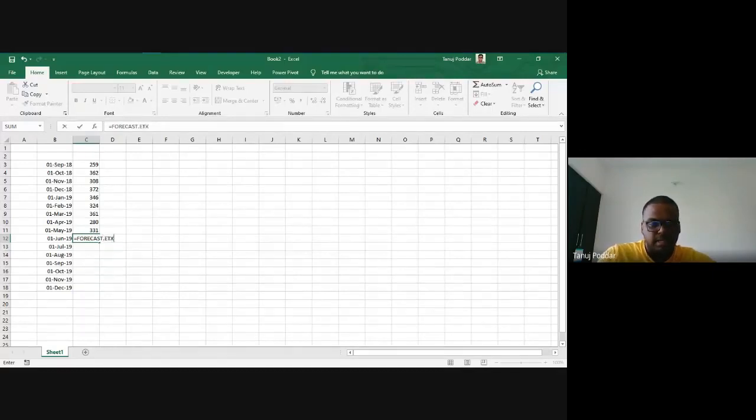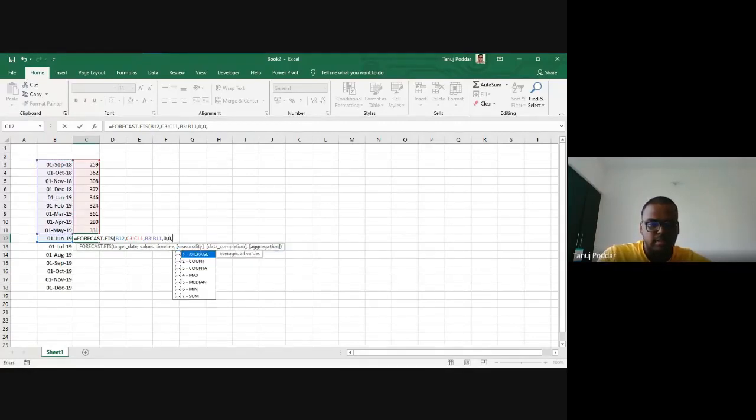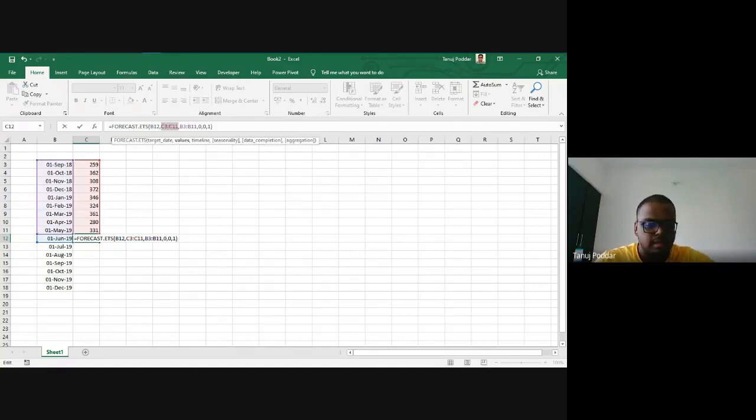Right, so it uses a technique called exponential smoothing, and you're able to choose a target date. You're able to choose the values that you have from your previous timeline. You have an option to choose the timeline, basically the values which correspond to which date. You can choose a seasonality or data completion and other options, right? So I'll just go with an average out here, just so that it calculates correctly.